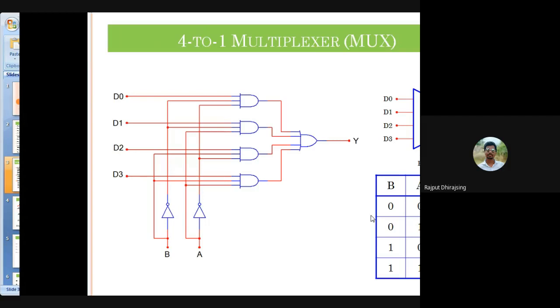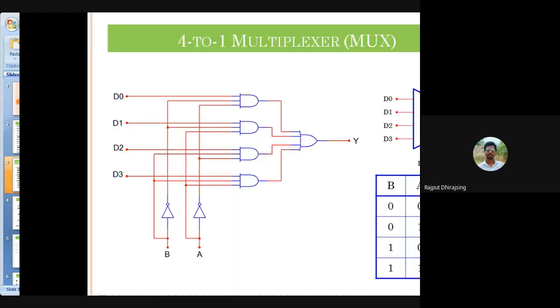distributor. Now see, 4 is to 1 mux. This is the symbolic notation for the mux. D0, D1, D2, D3 are the input data lines. A and B are the select lines. When you want to design the mux by using gates, this is the gate structure for the mux. This one is an AND gate, second.